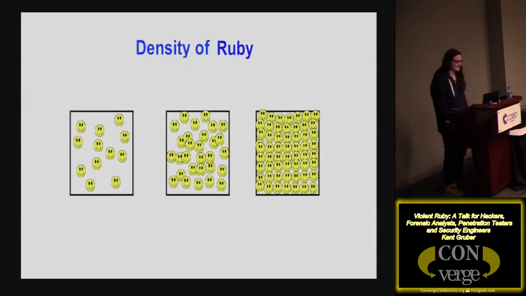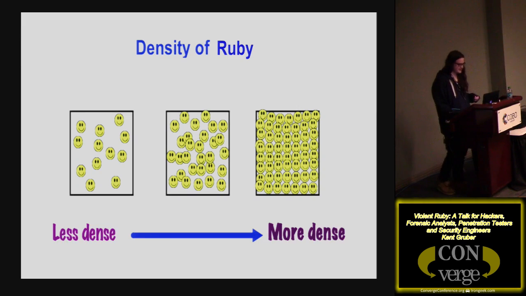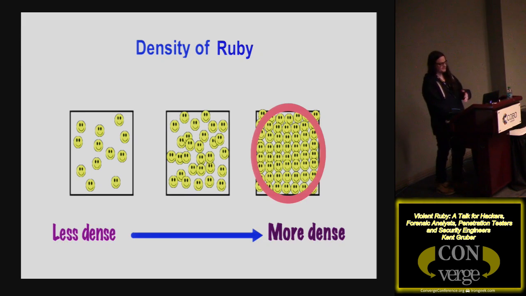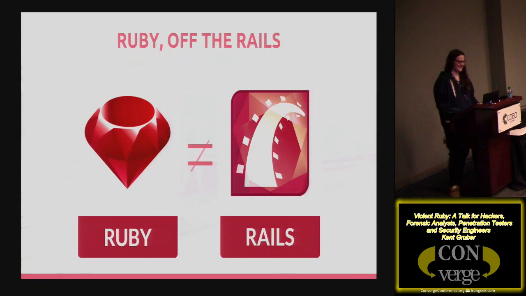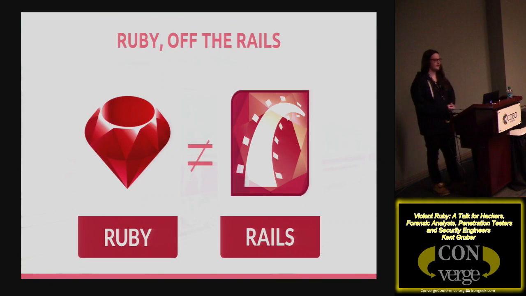So the density of Ruby for this talk is going to be pretty dense, but if we can tell by this sort of visualization, if it's less dense and then more dense, more happy, more Ruby, cool. And I'm dead serious about that. So, Ruby, off the rails.